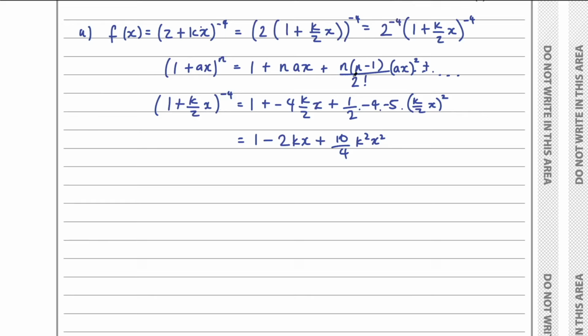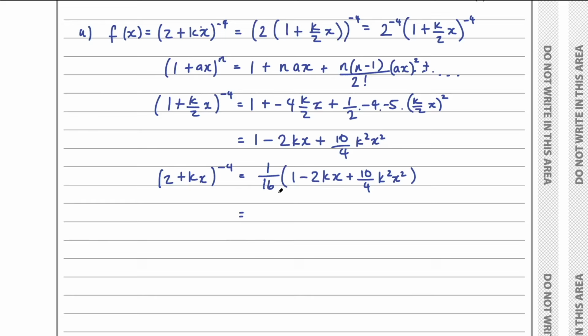negative 4 for the whole thing. So if we go back to this one here, (2 plus kx) to the power of negative 4, we can write an expression for that now using this. So this is going to be this multiplied by 2 to the power of negative 4. Okay, so let's just write that out first. And actually another way of writing 2 to the power of negative 4, well, what is that equal to? That's 1 over 2 to the power of 4. 2 to the power of 4 is 16. So we could write that as 1 on 16 multiplied by all of this.